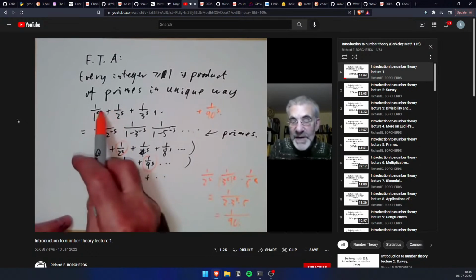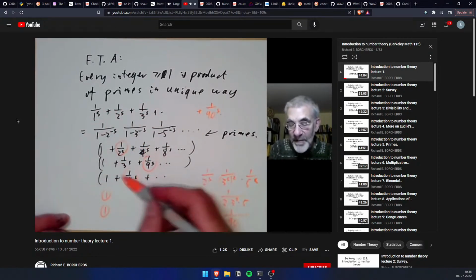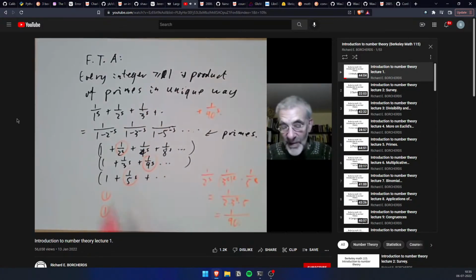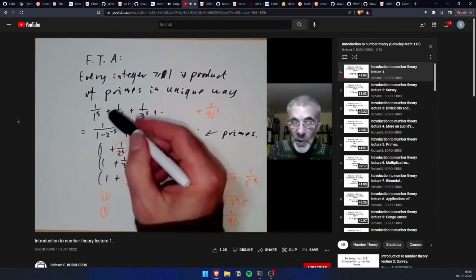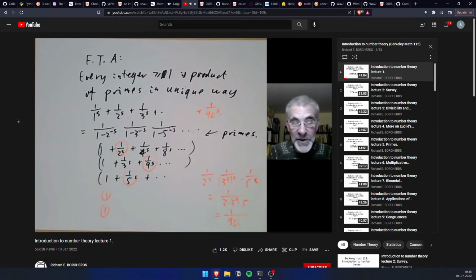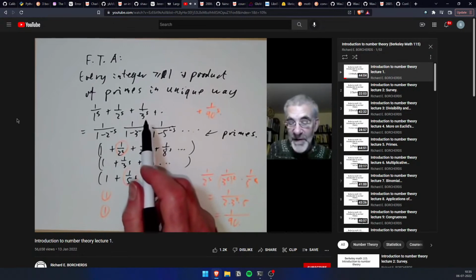So you see every term in this series here comes from a unique term in this infinite product, because every integer can be written as a product of prime powers in a unique way. So this is Euler's version of the fundamental theorem of arithmetic. It's this amazing factorization for the Riemann zeta function. Euler also used this to give another proof of Euclid's theorem that there are infinitely many primes.